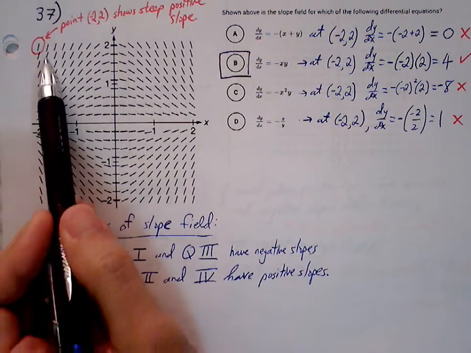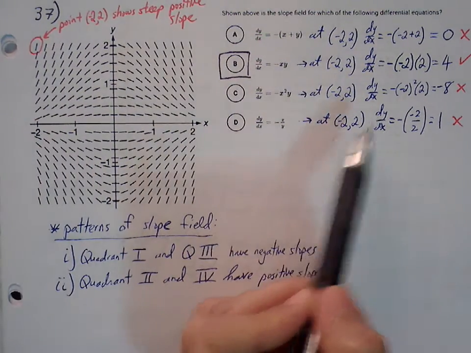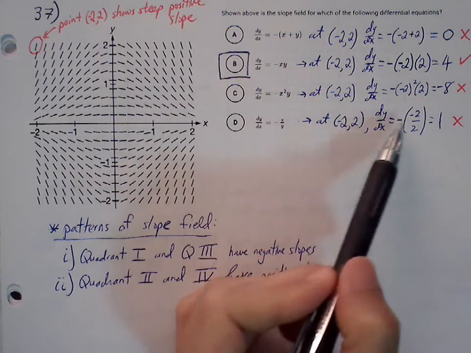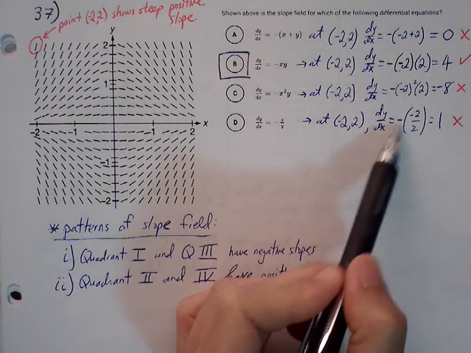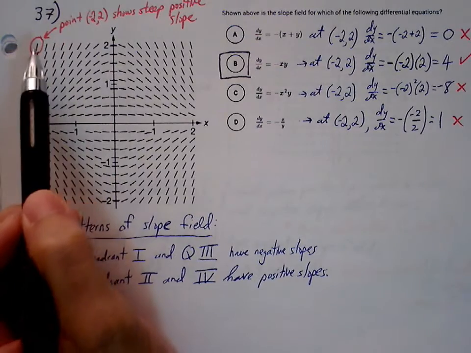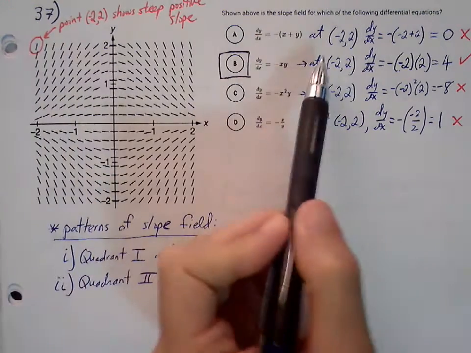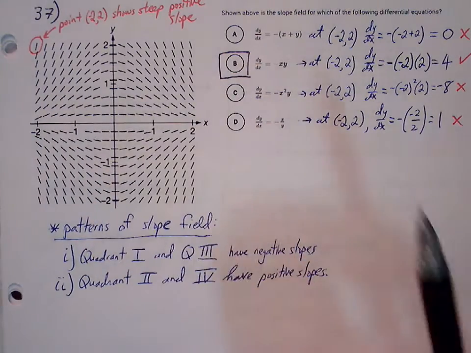That's obviously not positive 4. And then the final one, I get negative parentheses negative 2 over 2. That's a positive 1. And that looks a little steeper than positive 1, so I think 4 is going to win out with option B.